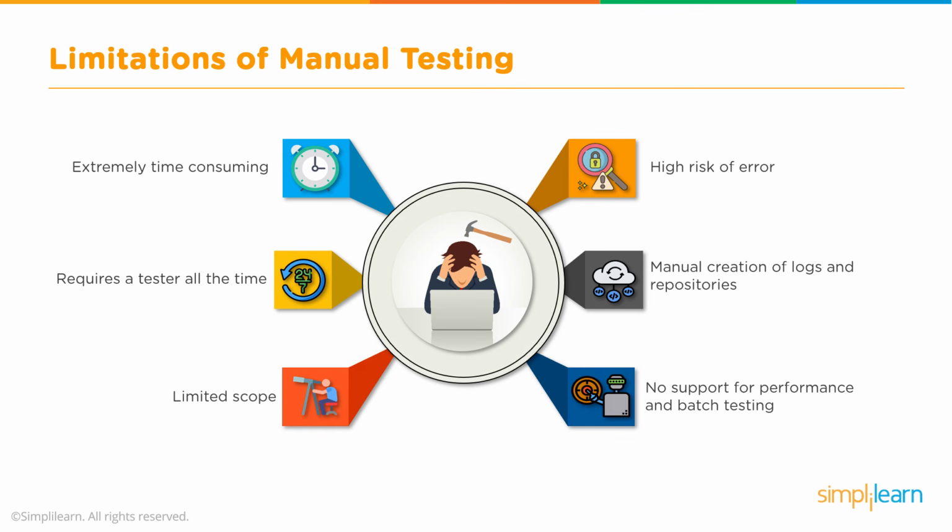Scope of manual testing is limited. For example, let's say regression testing. Ideally, you would want to run all the test cases which you have written. But since it's a manual process, you would not have the luxury of time to execute all of them. And hence, you will pick and choose your test cases to execute. That way, you're limiting the scope of testing.